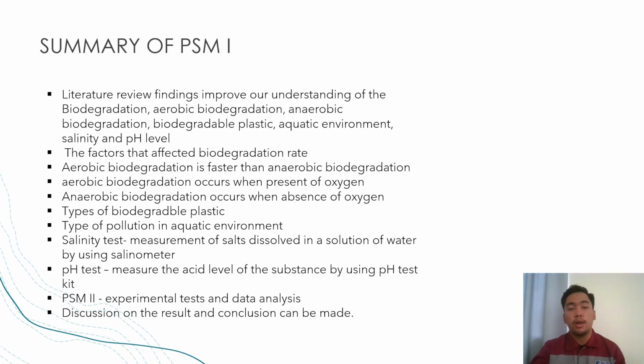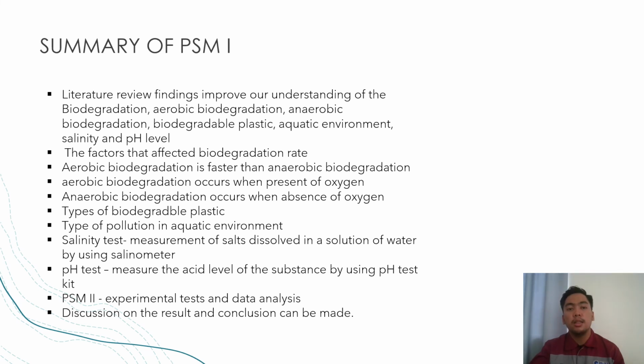Summary of PSM1. Number 1 is literature review findings. Improve our understanding of the biodegradation, aerobic biodegradation, anaerobic biodegradation, biodegradable plastic, aquatic environment, salinity, and pH level. Number 2 is the factors that affect biodegradation rate. Number 3 is aerobic biodegradation is faster than anaerobic biodegradation. Number 4 is aerobic biodegradation occurs in the presence of oxygen. Number 5 is anaerobic biodegradation occurs in the absence of oxygen.